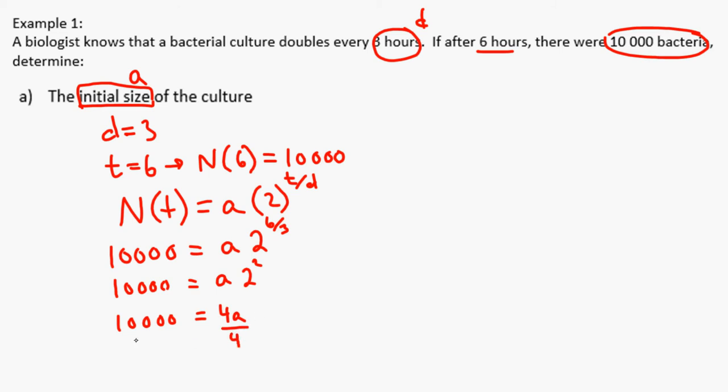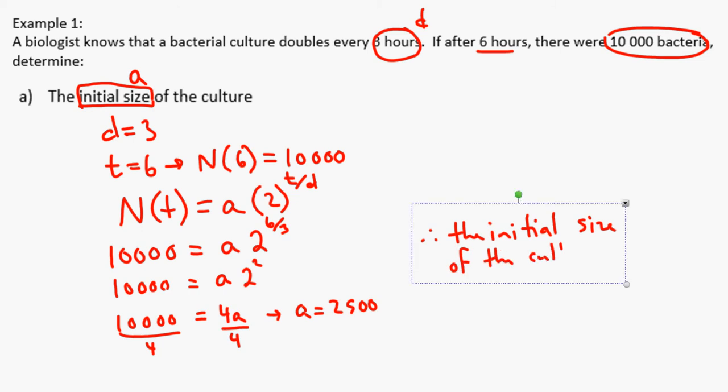Divide both sides by 4, and I get A is equal to 2,500. Therefore, the initial size of the culture is 2,500 bacteria. Alright, there we go.